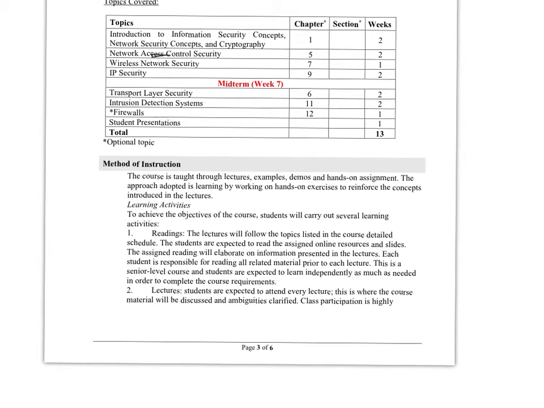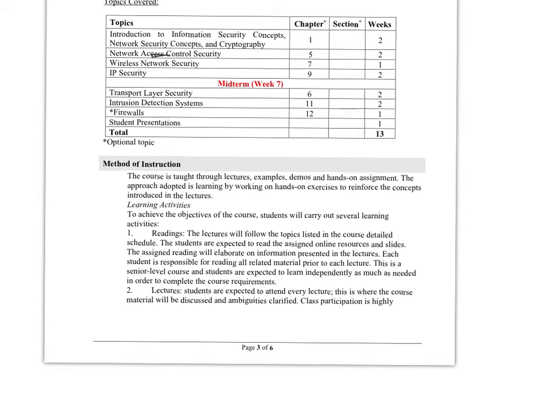We skipped chapters 2, 3, 4 from the book. They're not important. Chapters 2, 3, and 4 cover the applied cryptography part, which we will cover, but we have one slide deck for all the applied cryptography part, which is going to be covered in the first 2 weeks.